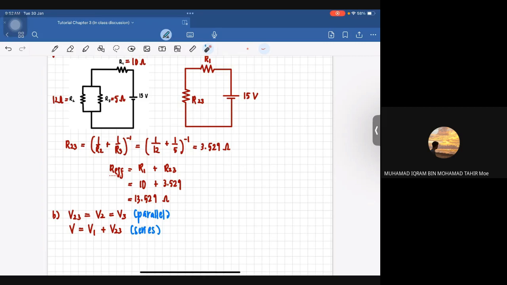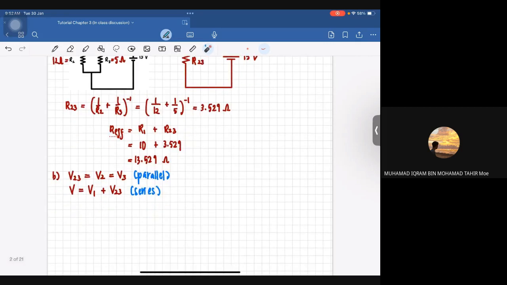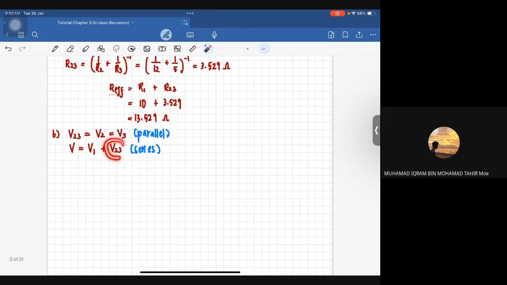Okay. So sekarang ni, kita punya main thing is we have to find what? We have to find V23. Kenapa kita mau cari V23? Sebab kita perlukan V3. So sekarang ni bolehkah tidak kita cari V23? Boleh sebab kita ada V. Tapi kita belum ada V1. So macam mana kita mau cari V1 ni?